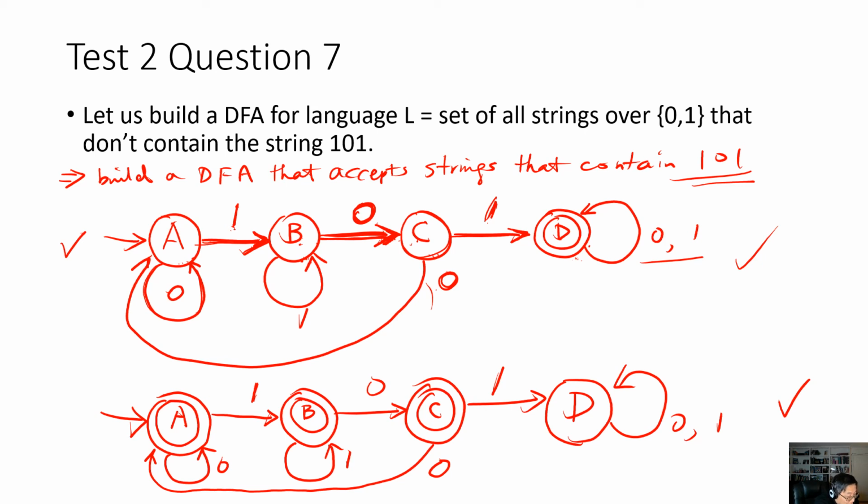The only state that we don't accept is D, because once we reach D, that means the string contains 101. So that's not an accepting string, right? So actually that's the answer for question 7.